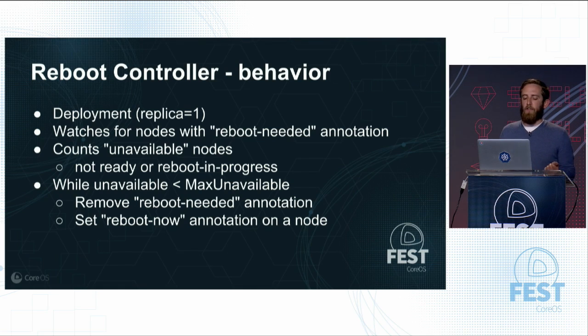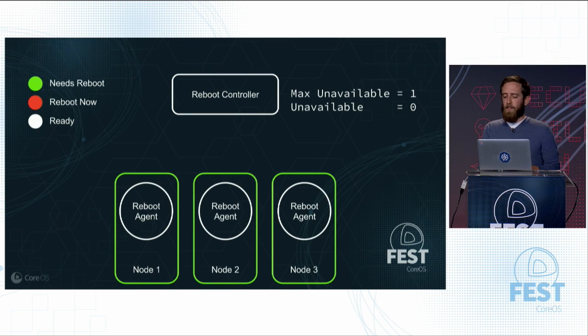How it decides if it's safe is it counts the number of unavailable nodes. That means maybe they're in a not ready state, or maybe they're already reboot in progress. You want to minimize the number that you're rebooting at once. While the number of unavailable nodes is less than the upper bound that we set, we remove the reboot needed annotation from the node, and then we set the reboot now annotation. So the brain isn't responsible for actually doing the reboot. It's just communicating that need to the agent that's running on every host. This actually ends up being a fairly common pattern, where you might have an agent running on nodes and then something else doing the higher level coordination.